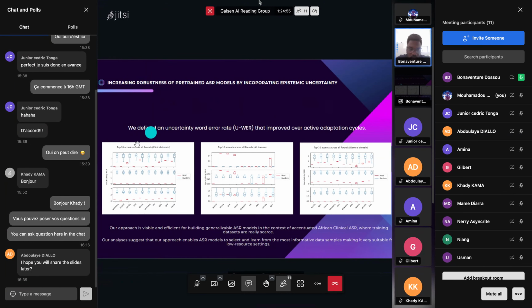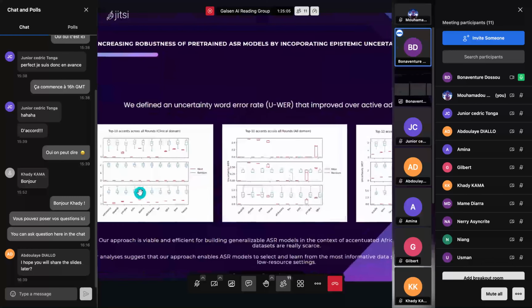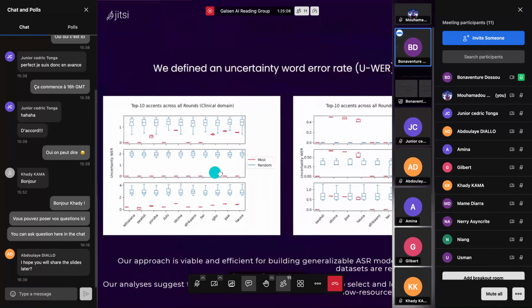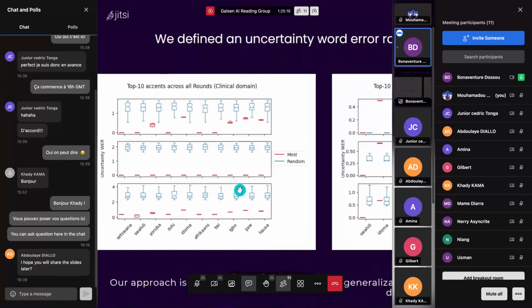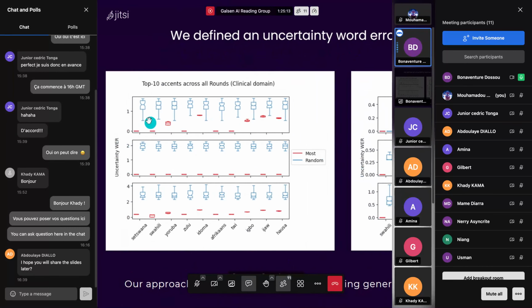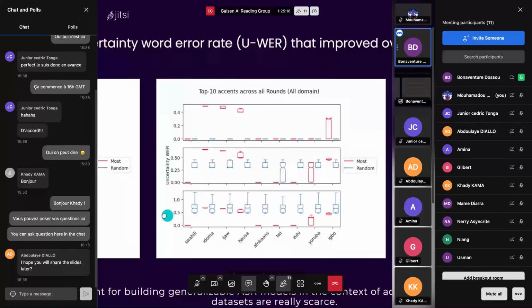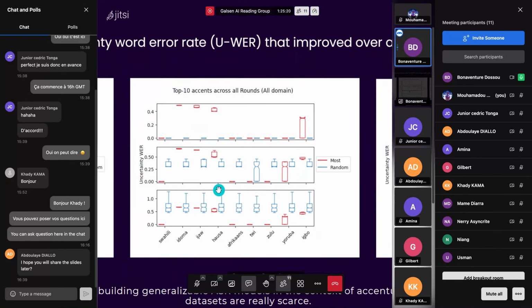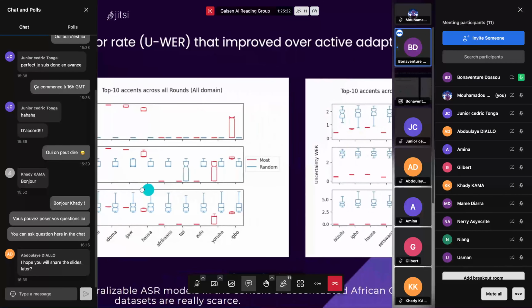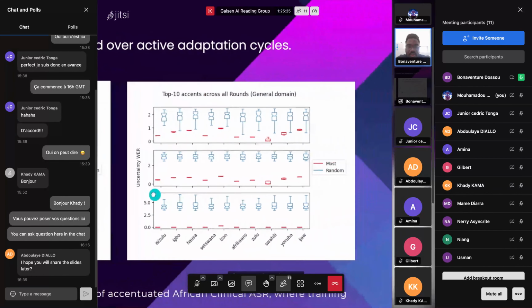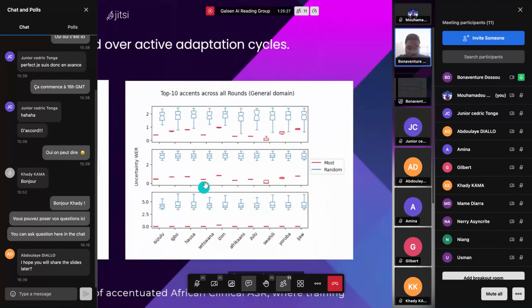So ideally, we were looking at the top most uncertain samples in this case. And what we wanted was obviously that as we move across the different adaptation rounds, we want the uncertainty rate to be decreasing. That will show us that our model is actually getting better, and we can notice that trend. For instance, across the general domain, we have exactly what we were expecting.